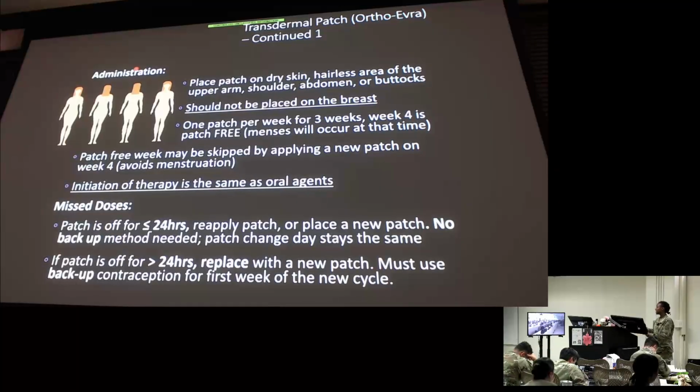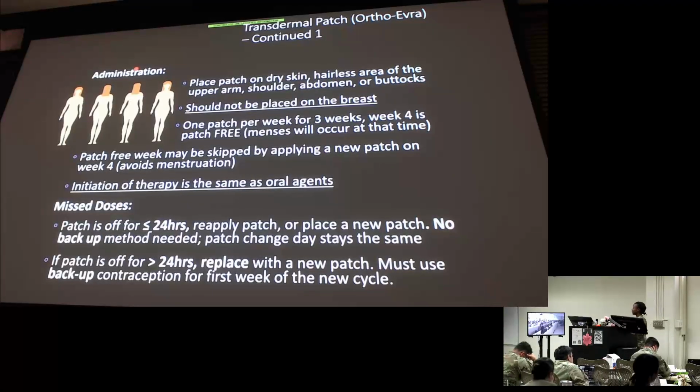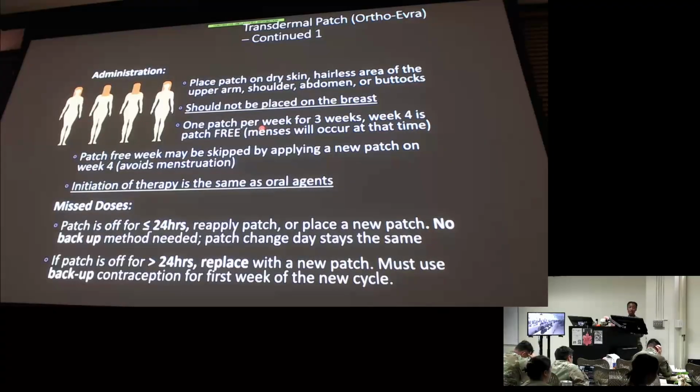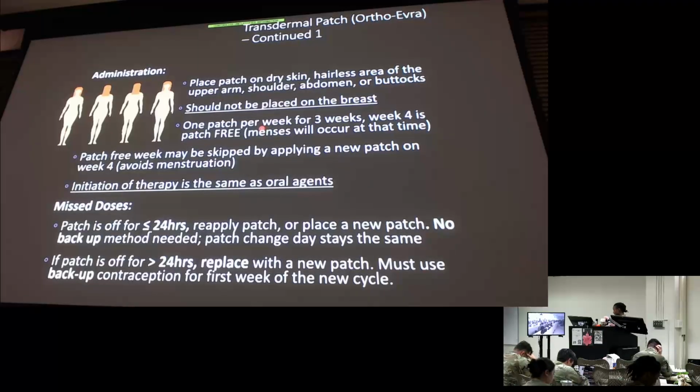The initiation, so Sunday start, quick start, same day start, all of those are still the same initiation options that you have, and the way that you can remember that is you're administering it almost the exact same way, right? 3 weeks on, a week off. So those starts are the exact same. The only one that was different that we talked about was the POP, because all of those are active pills for them.